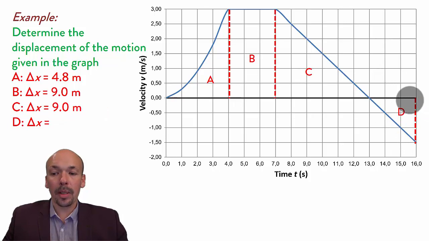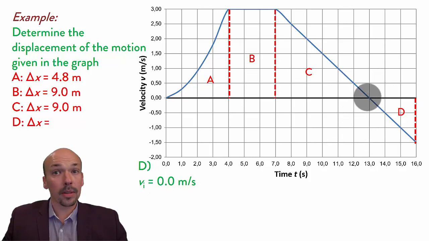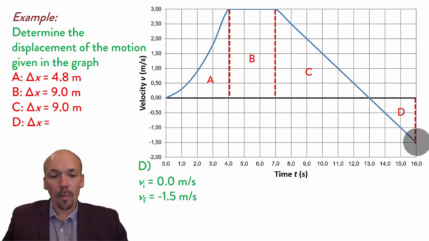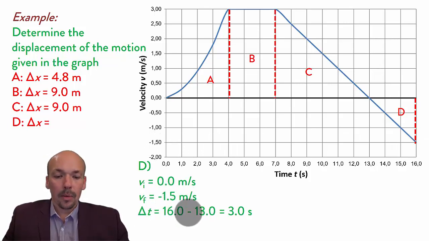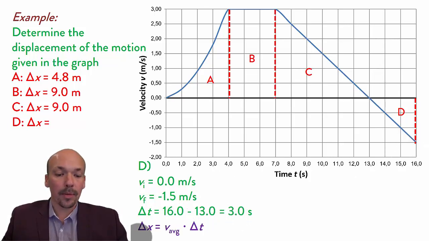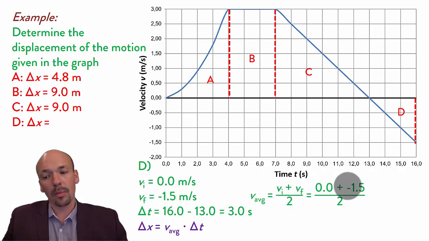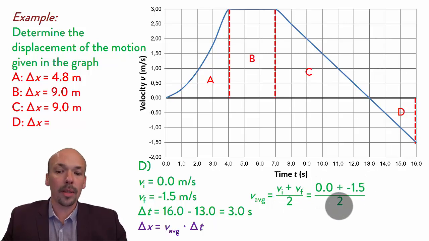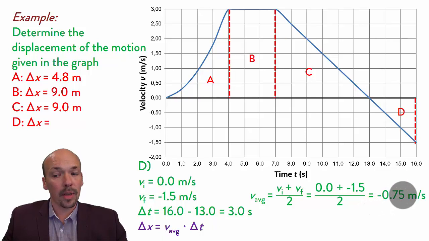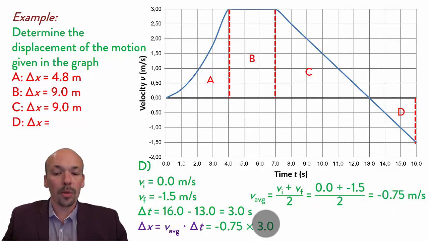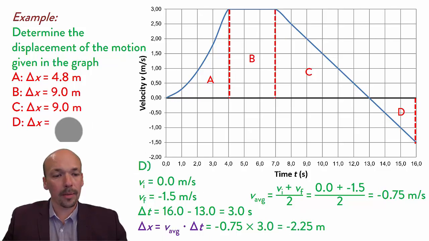The last one. Now we go to a negative velocity because it goes below the 0. So we have an initial velocity of 0, it starts here, and we have a final velocity of minus 1.5. So we put in a minus here. We have a time, it ends at 16, it begins at 13, so it's 3 seconds. We have to use the average velocity, so we first have to calculate the average velocity by using this equation. We add 0 plus minus 1.5 divided by 2 is minus 0.75 meters per second. We put it in the equation, multiply it by the time, and we have the displacement of minus 2.25 meters, and we put it here.